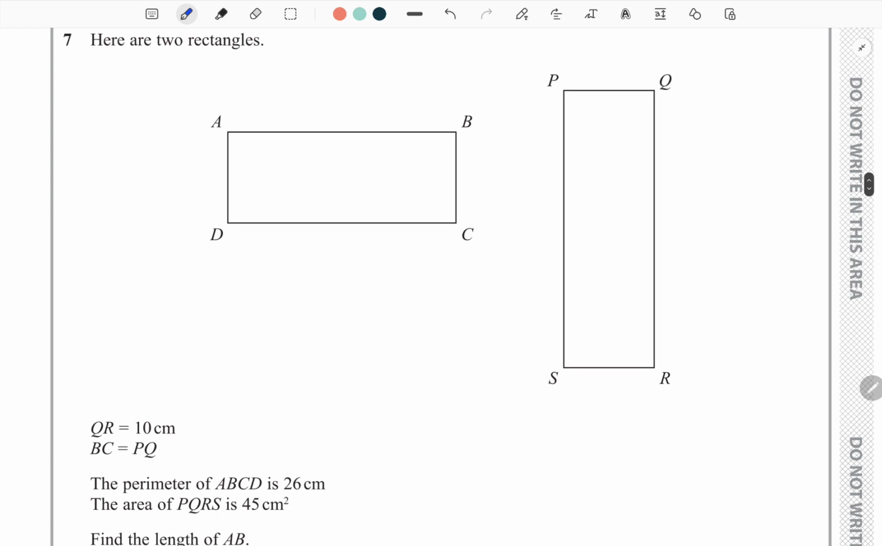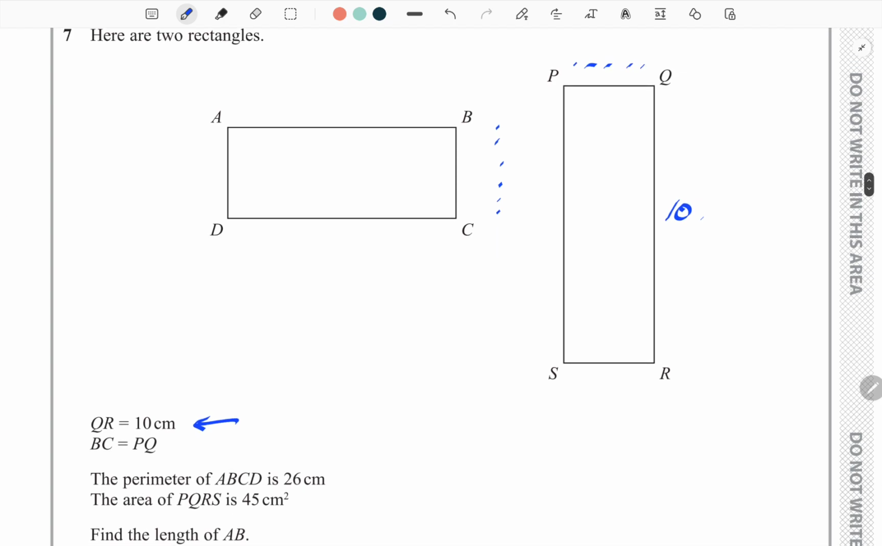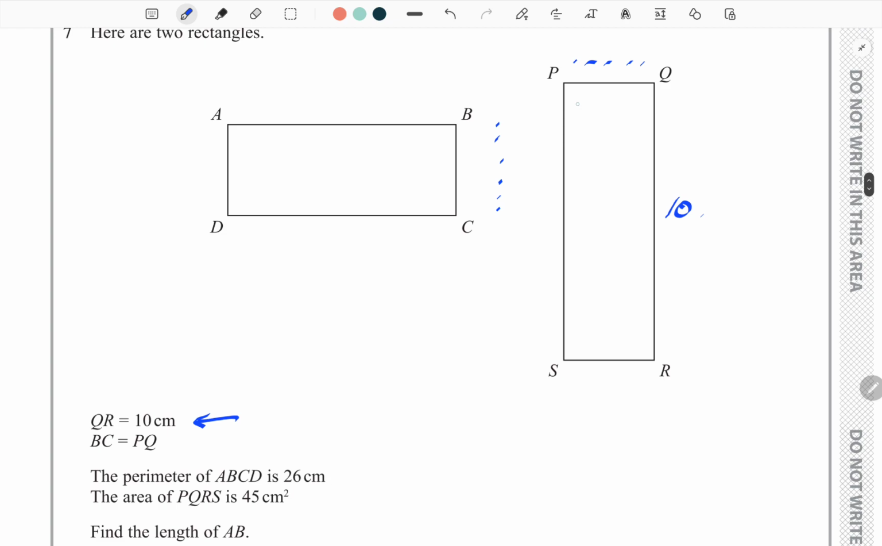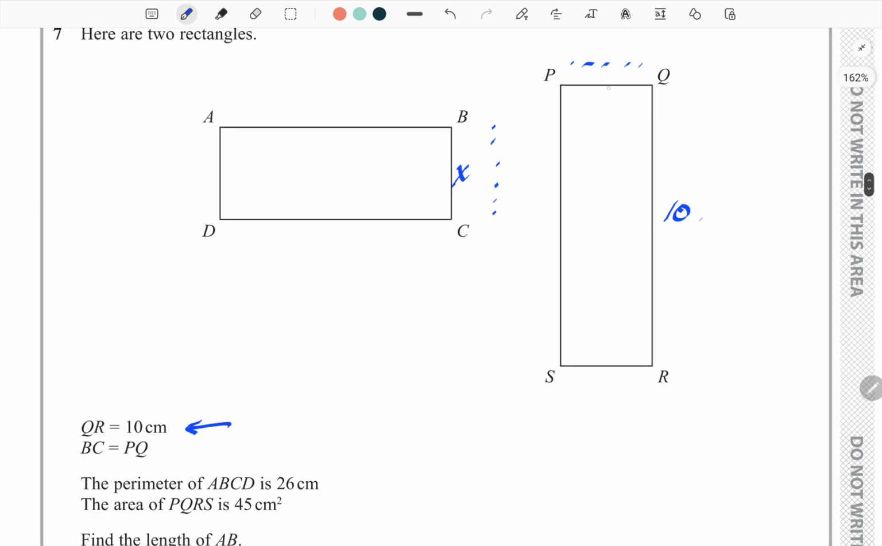All right. Question 7. We have some information given about 2 shapes, 2 rectangles, and here we're told that QR is 10, all right, and BC, this one here, is the same as PQ. So the rectangles actually have sort of like a common measurement. Okay, one end of it, they have the same measurement, but the lengths are different. Okay, we're going to label that X. Let's call that X. So they're both going to be the same.